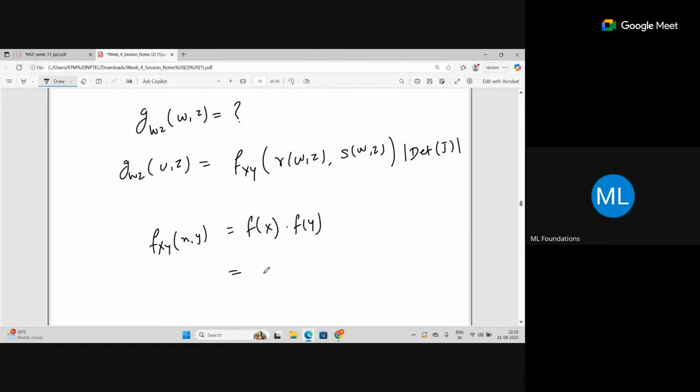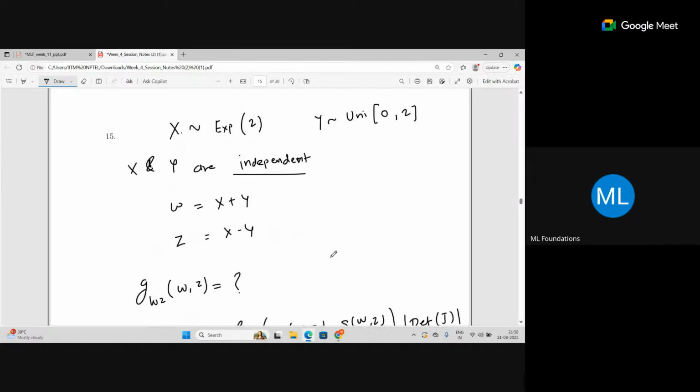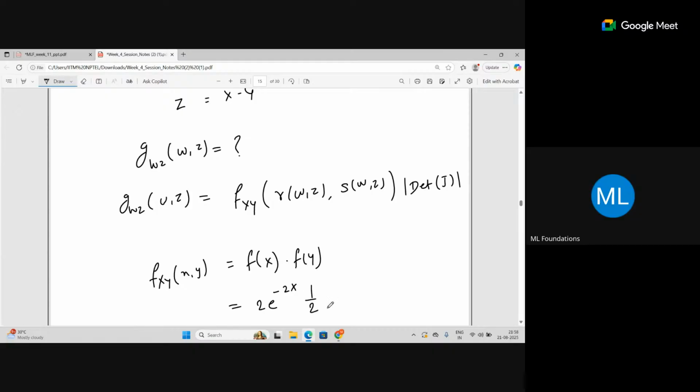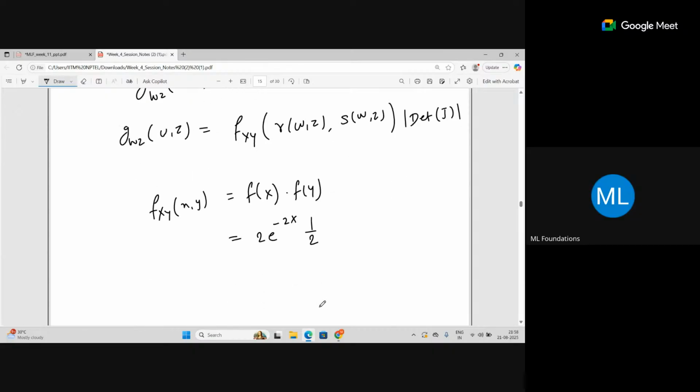So X is exponentially distributed, so its density is lambda e to the power minus lambda x. Lambda is 2, given to me, so it is 2 e to the power minus 2x. And what is Y? Y is uniform between 0 and 2. So its density is 1 by 2, right?